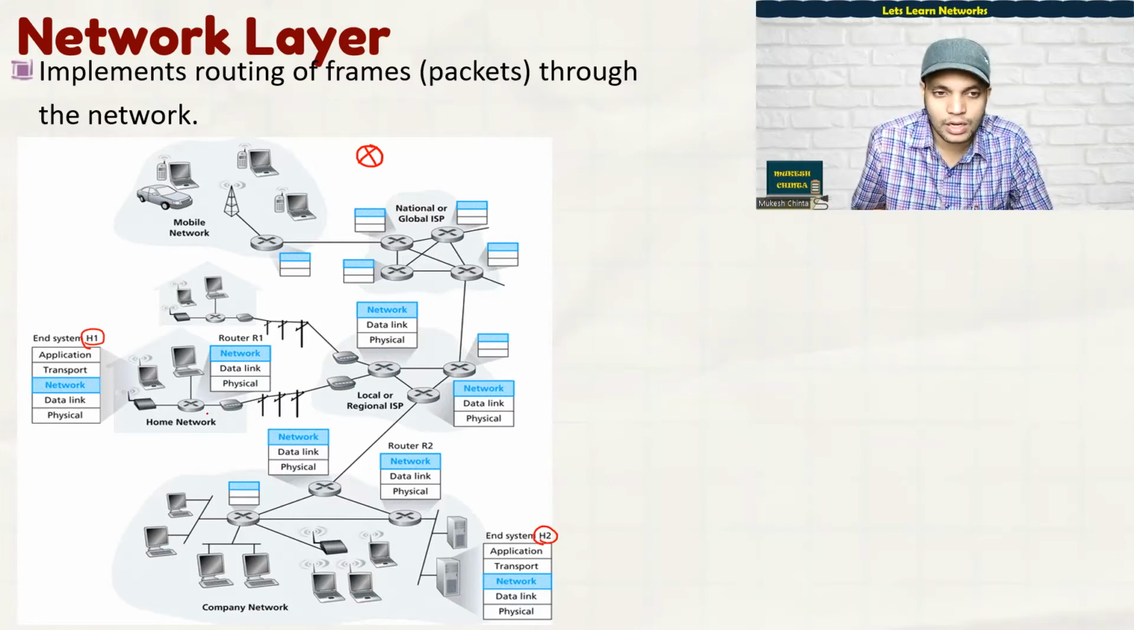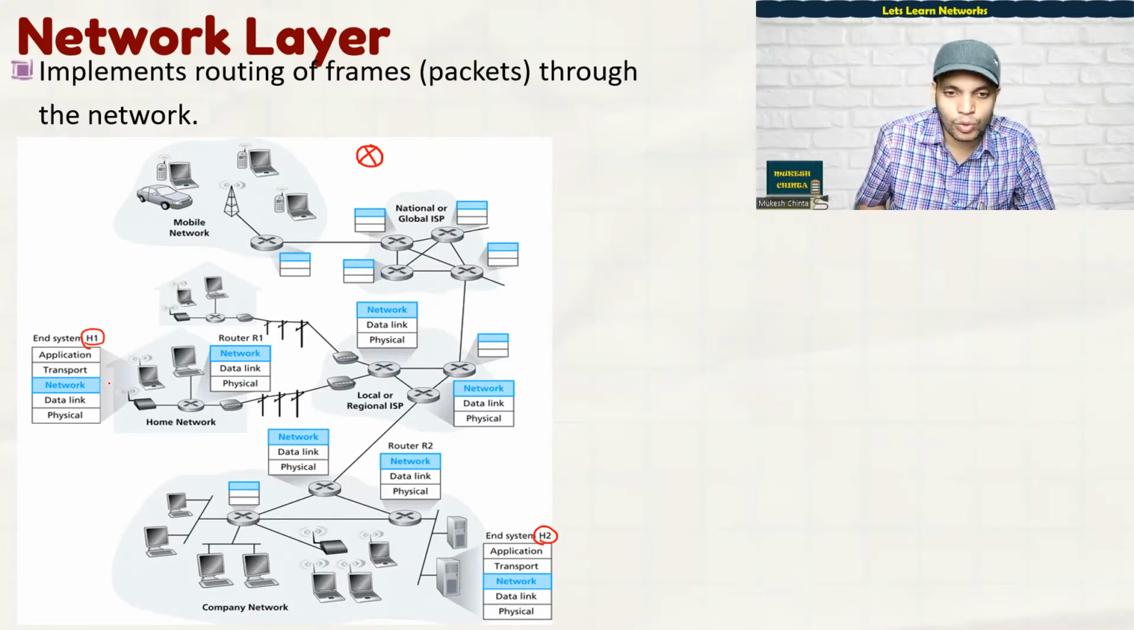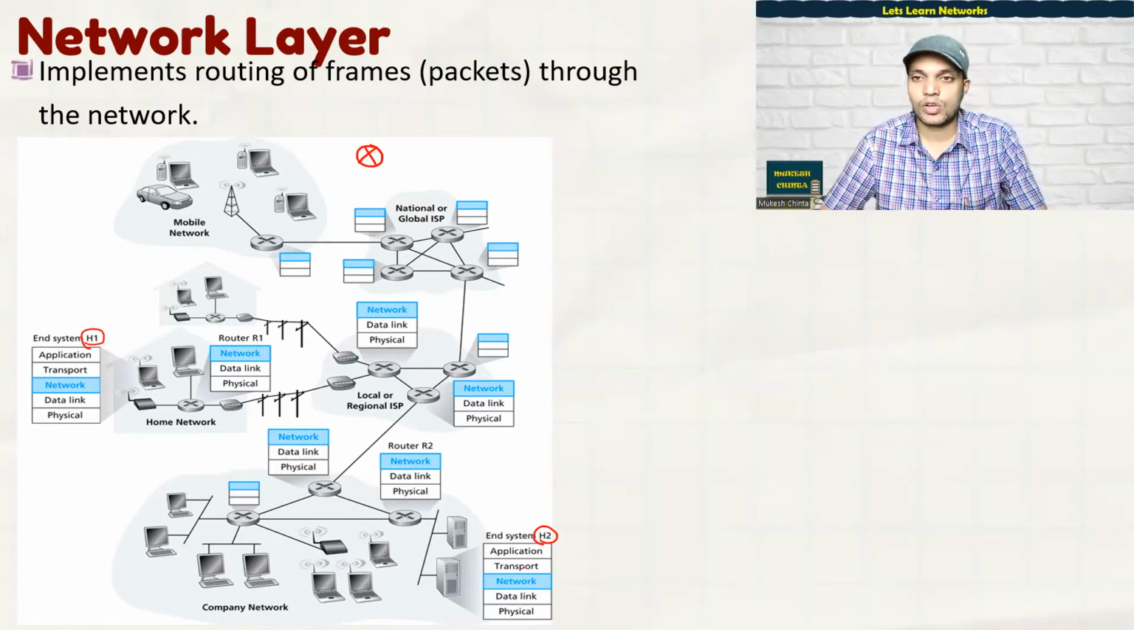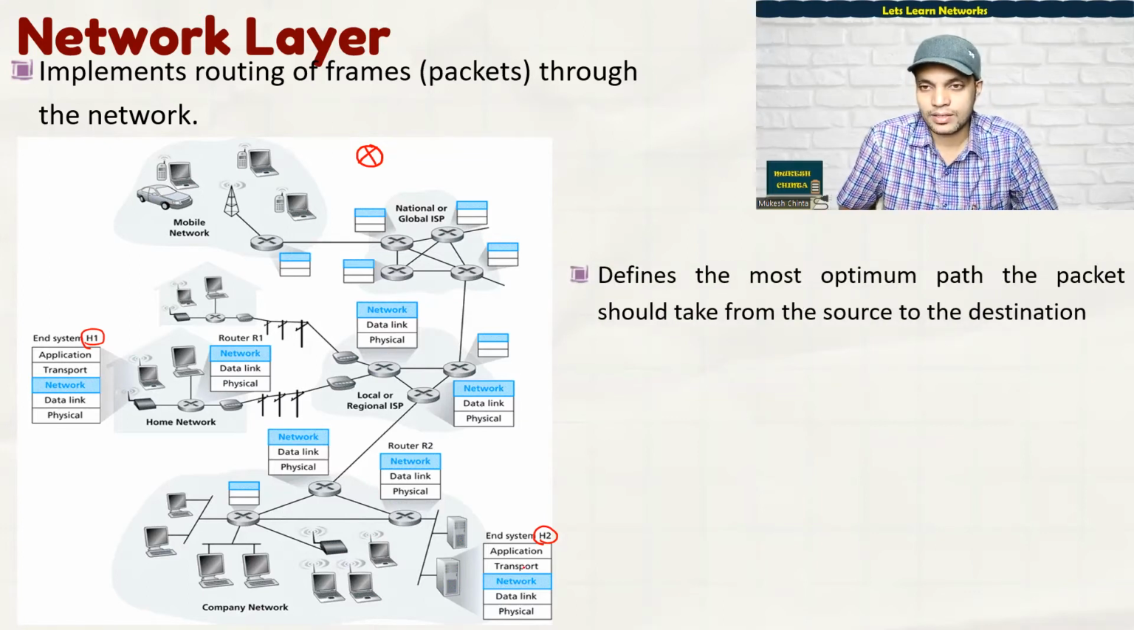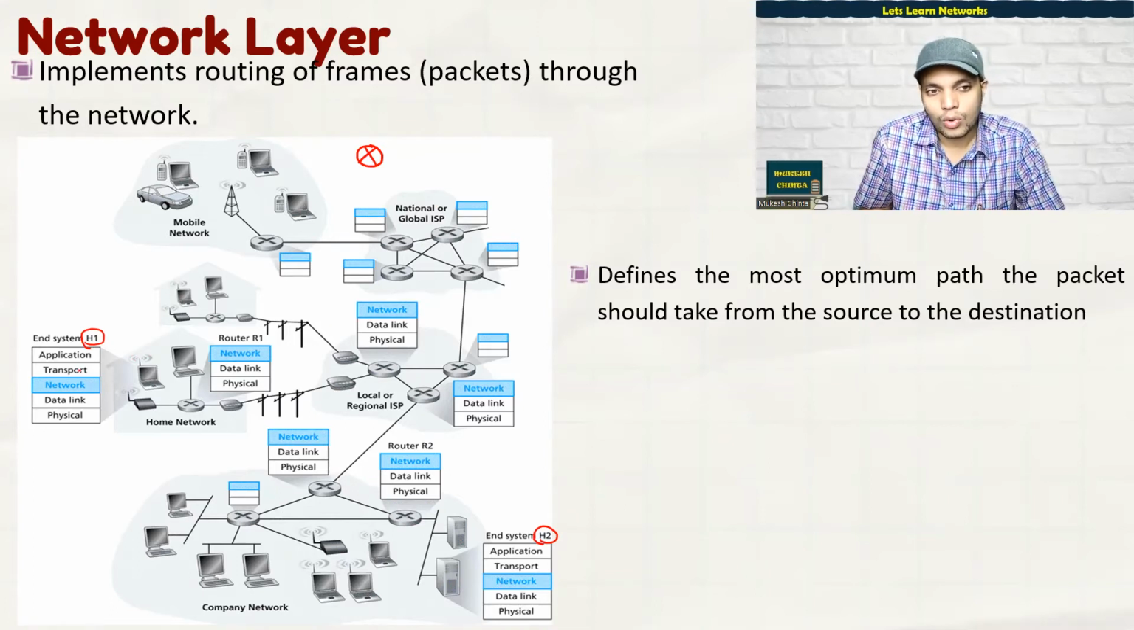Now how is it done? The network layer's responsibility is first to identify both these systems: how H1 is identified and how H2 is identified. It defines logical addressing called IP addressing to clearly identify the end devices across the internet or the network. The second is how a packet from H1 reaches H2 through the best path available. So it defines the most optimum path the packet should take from the source to the destination.